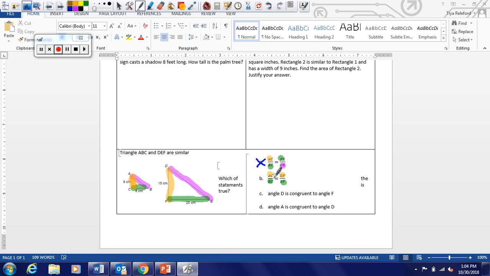Now I'm not even going to look at B anymore. I'm going to look at C. C says angle D is congruent to angle F. So if you look at D, are D and F the same? No, not at all. So C isn't right. D says angle A is congruent to angle D. Is that true? It is. So now it could be B, it could be D.